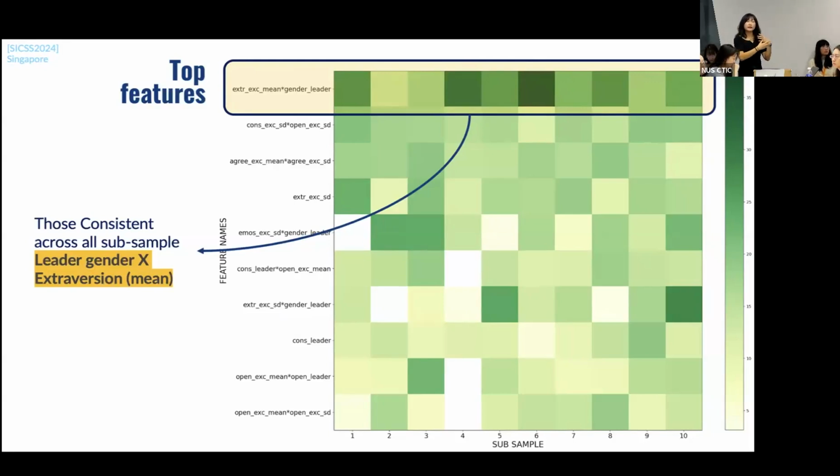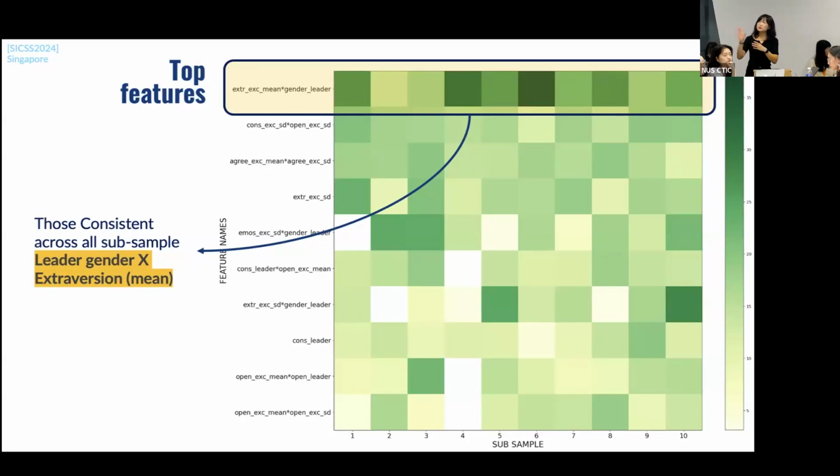These subsamples are not subsamples by gender. Basically, to train a really nice model, you can create many random subsamples, right? You want it to perform well in all the different random draws of subsamples. And this is what we did. We realized the most robust pattern that we found was the interaction between leaders' gender and the extroversion of the team, like the mean of all the other people's extroversion.